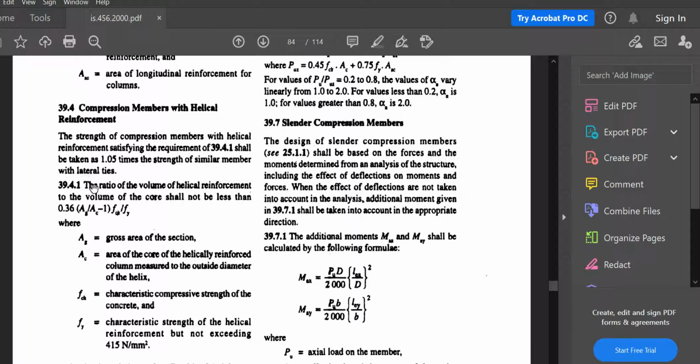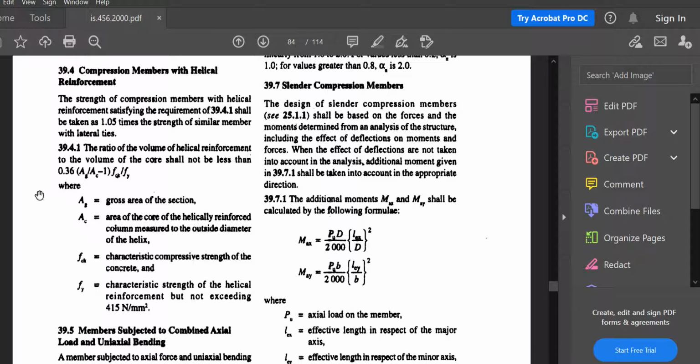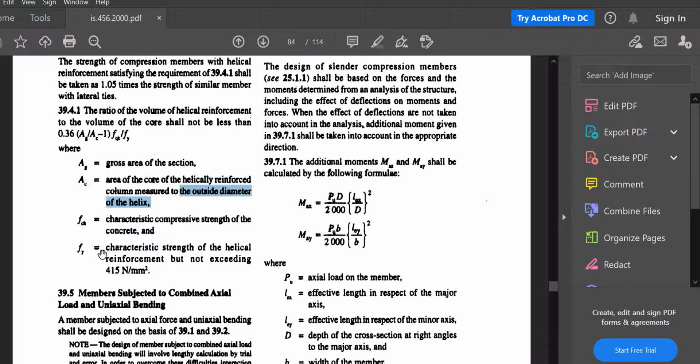I'll read it once again. The ratio of the volume of helical reinforcement, which I'll denote by Vh, to the volume of the core, which I'll denote by capital Vc, shall not be less than 0.36 Ag by Ac minus 1 into fck divided by fy, where Ag is the gross area of the section. Ac is the area of the core of the helically reinforced column measured to the outside diameter of the helix. You'll see that fck and fy are known to you.